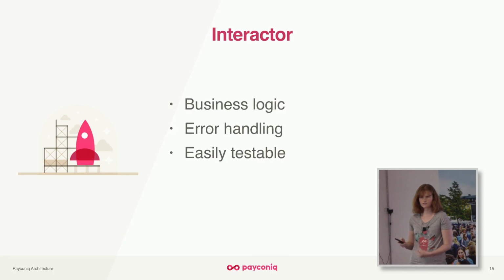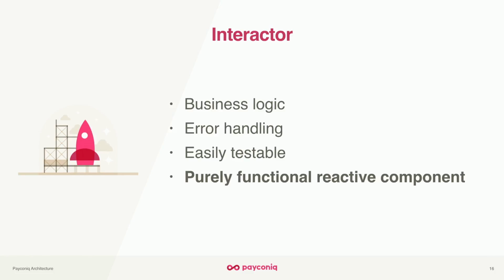Now the interactor, on the contrary, is the business logic. I will now show some code to explain it in more detail. It has business logic, it handles errors, and it is designed to be easily testable. And then again, unlike Viper, our interactors are purely functional reactive components.